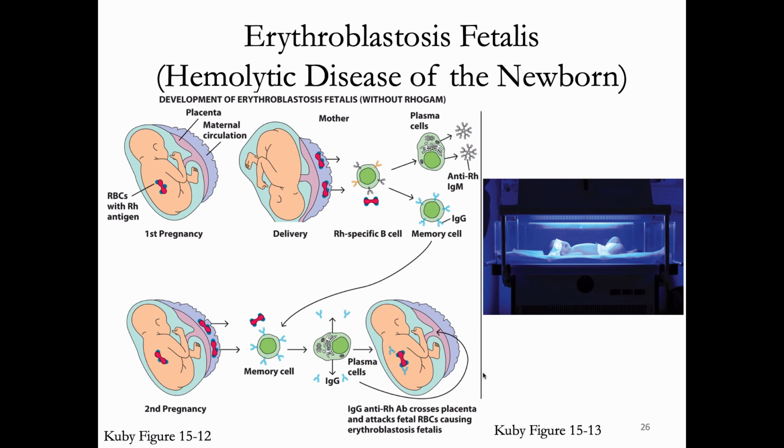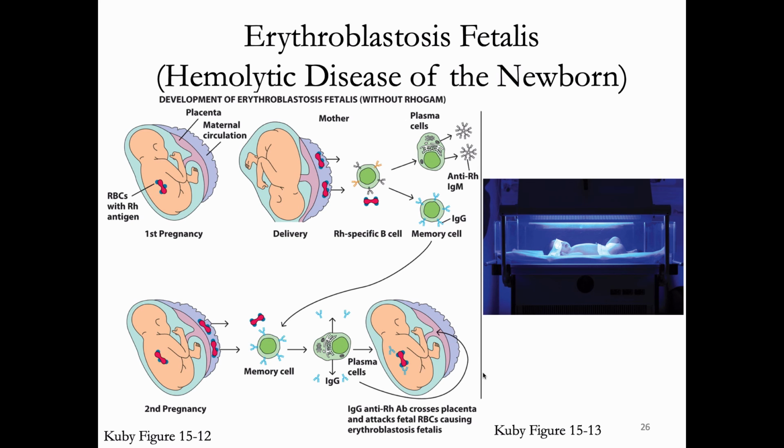The example I want to tell you about is called Erythroblastosis fetalis, also known as hemolytic disease of the newborn. Sometimes you'll hear it talked about as something called blue baby disease. So this happens in a situation where we have a woman who is pregnant who is RH minus, and the fetus is RH plus.